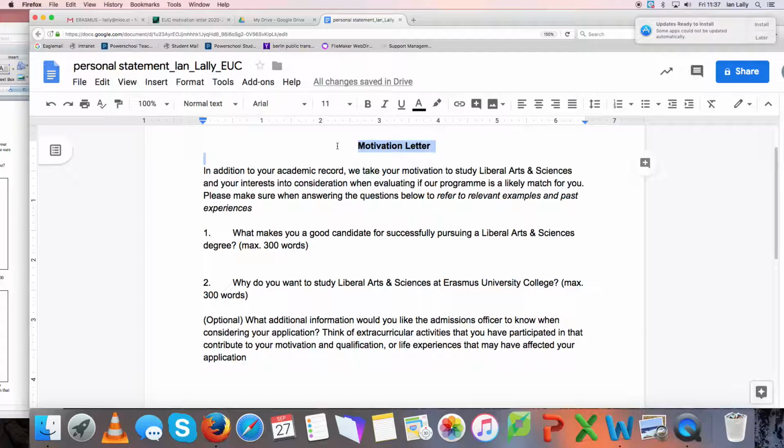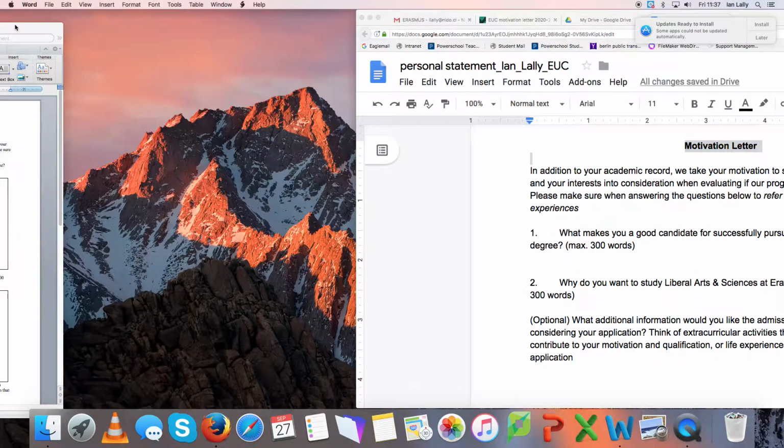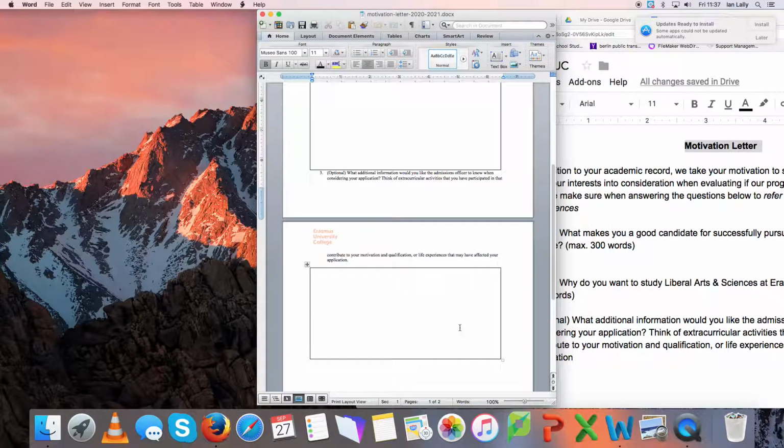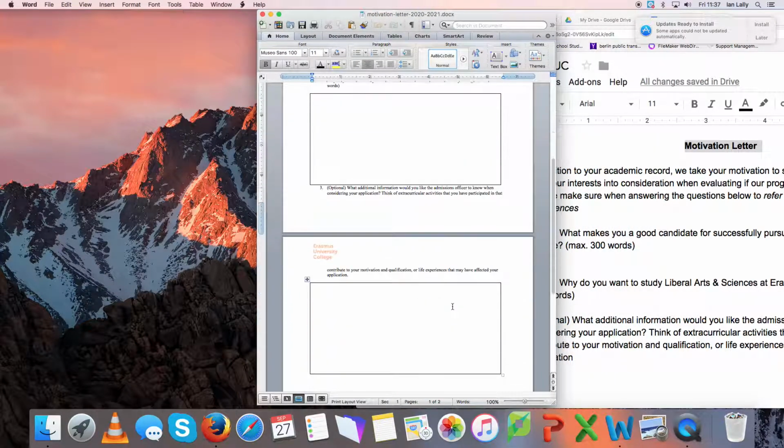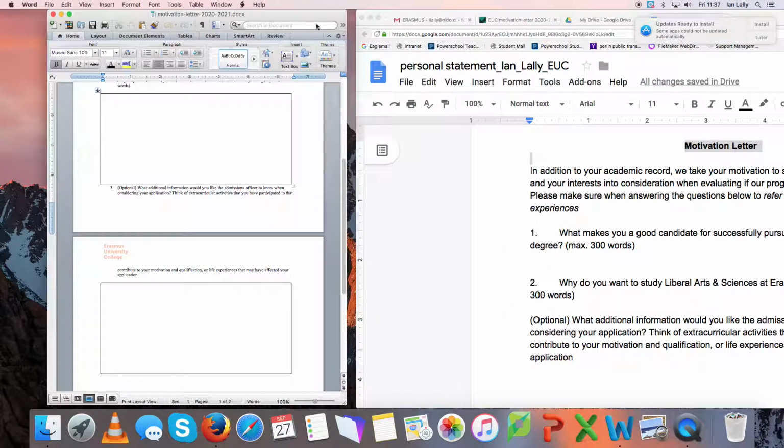Right? So you've got 300 words. The optional one doesn't look like there's much of a limit, but I usually keep it to about 100, 150, maximum 300, because I don't think they have a word count there. They might have a word count in the boxes. We'll see.